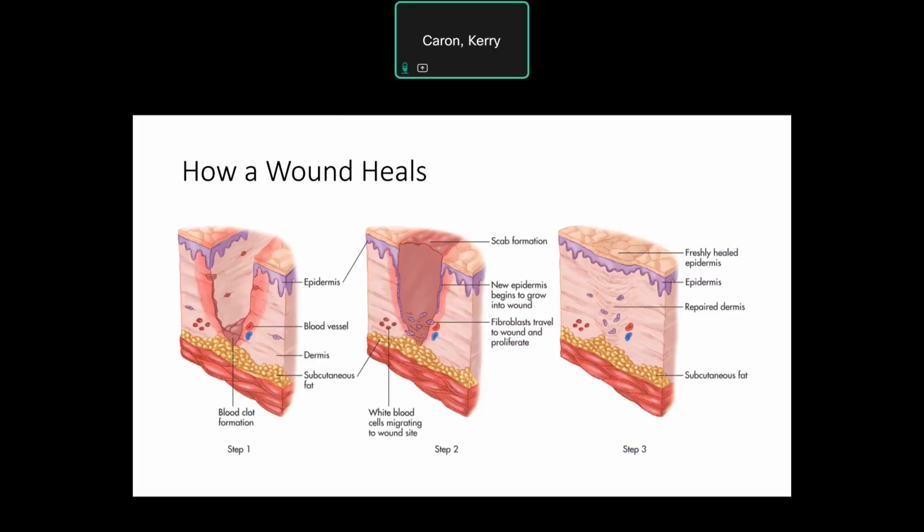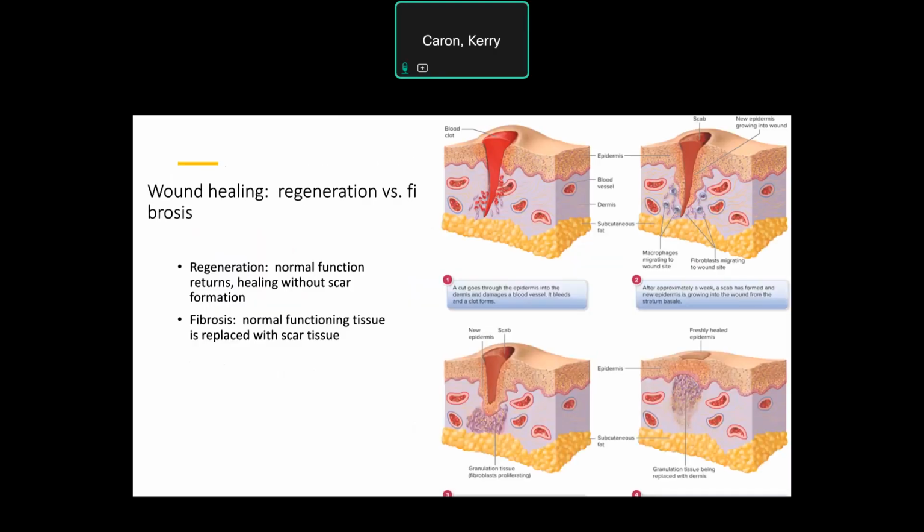Okay, how a wound heals. So if you are wounded, the first thing is a blood clot forms at the site of the wound. White blood cells migrate to the wound site, and the blood clot, the white blood cells, and new epidermal cells will grow from there and possibly form a scar. Hopefully the body will repair the dermis and it won't be too much of a scar, but that's the process of how it works.